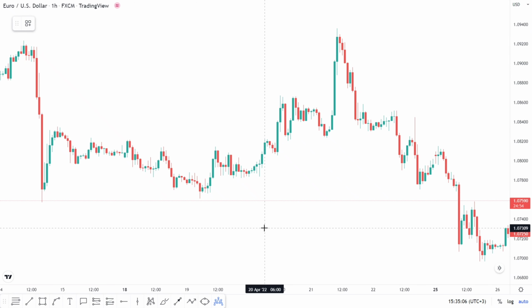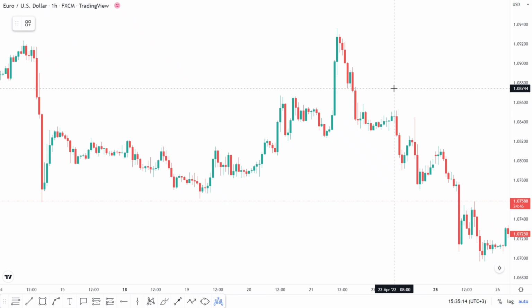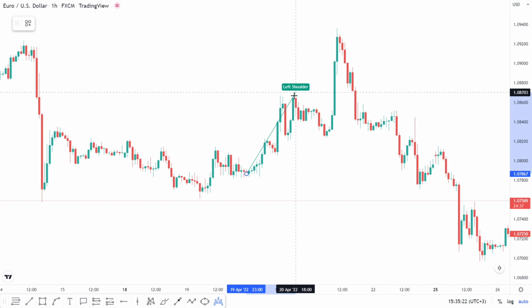On Euro USD, price has been buying for a while, but then here it formed a head and shoulders pattern. It's a reversal pattern. So when you see a head and shoulders pattern, it means price was buying previously, so it's reversing from being bullish to bearish. So this is the pattern. You can just mark it.